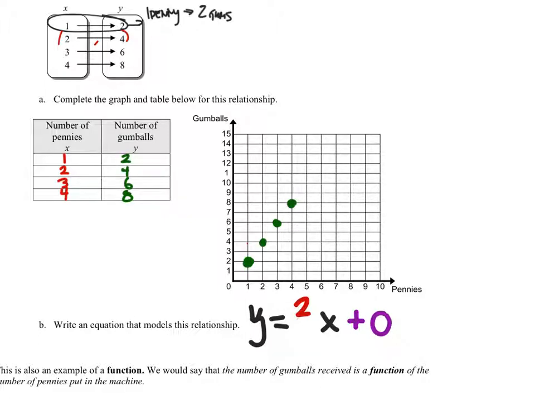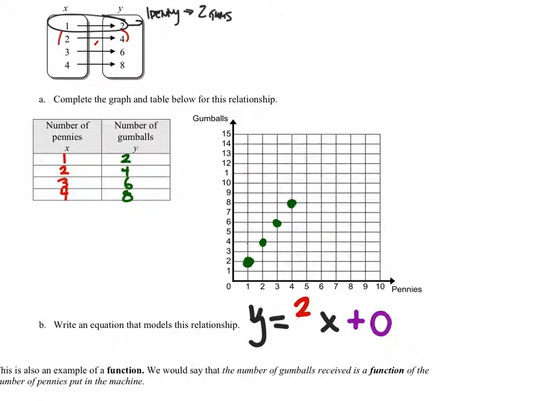Okay, so now remember, it's not a matter of if we write it as an equation or a function. It's more a matter of can we predict how many gumballs will come out for how many pennies we put in? Yes, we can, because so far the machine is showing consistency. Therefore, the machine is functioning. So this one would be considered a function.